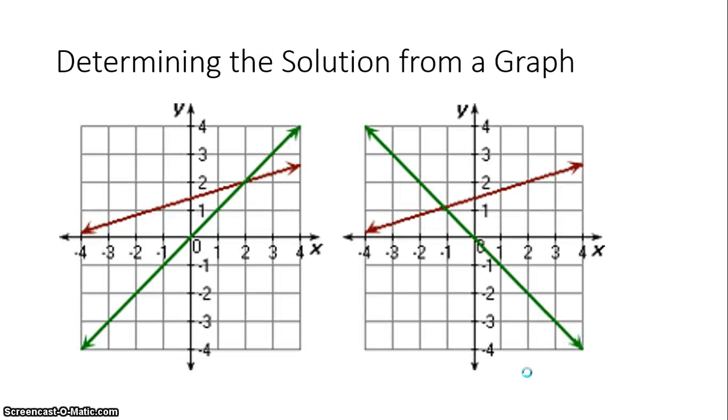Moving on. Now, here's basically our last part, determining the solution from a graph. I'm not going over the graphing of these because you already know how to graph lines. So I'm just going to talk briefly about the solution. Where do they cross? Right here. So what's my solution? 2, 2. And going on to this one, what's my solution here? It crossed at -1, 1. So my solution would be -1, 1.